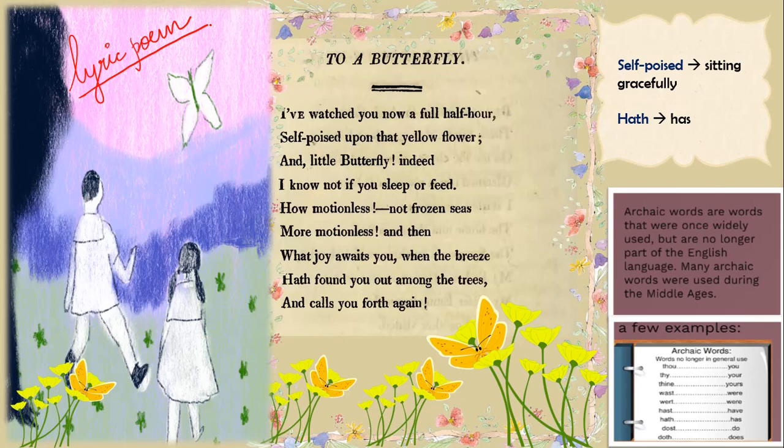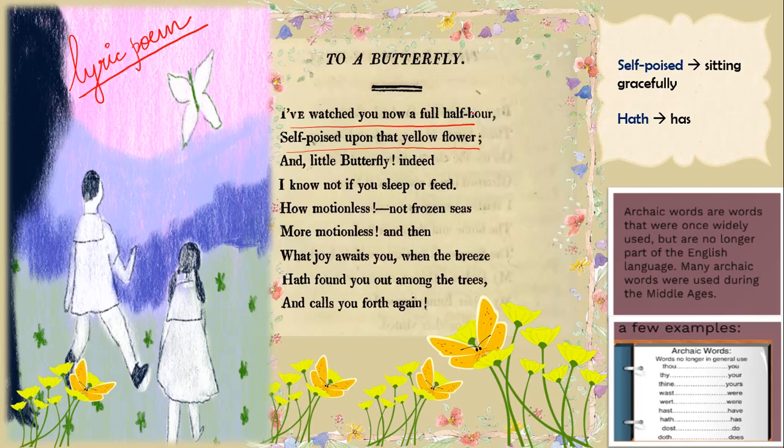So let me explain each line, okay? "So I have watched you now a full half hour, self poised upon that yellow flower." So the poet is saying that he is watching the butterfly sitting on a yellow flower for a long time. It has been almost half an hour since he has been looking at this beautiful butterfly on the yellow flower.